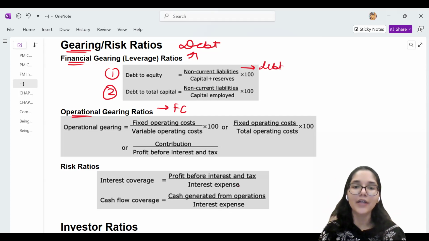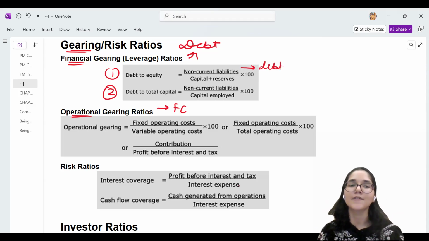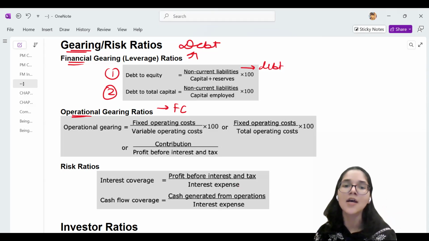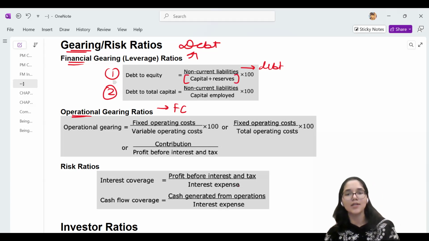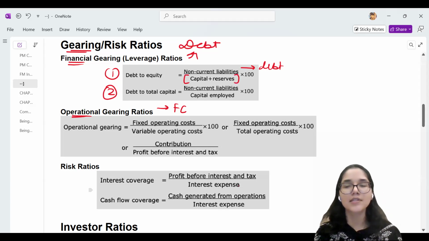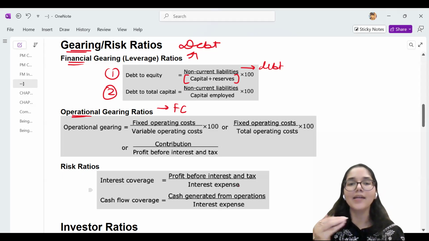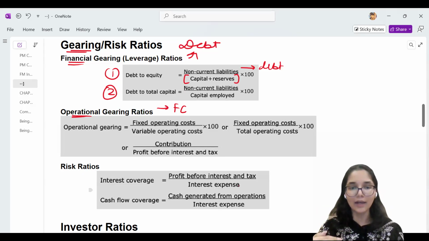What all is a part of equity? Whatever is the shareholders' capital plus the reserves. Reserves is also technically the money which belongs to the shareholders. So your denominator is non-current liabilities divided by the total of equity, which is capital as well as reserves. So this is the first formula where you're comparing the proportion of debt to equity.